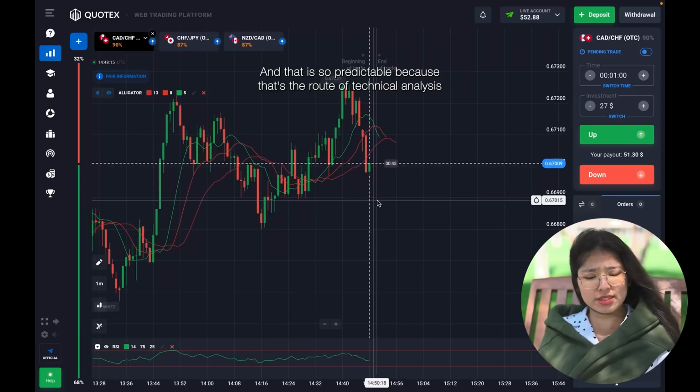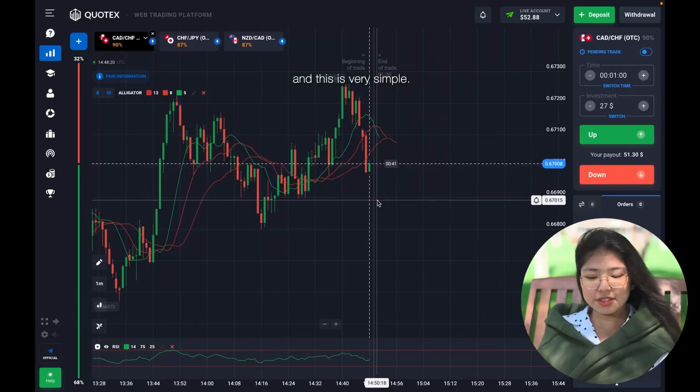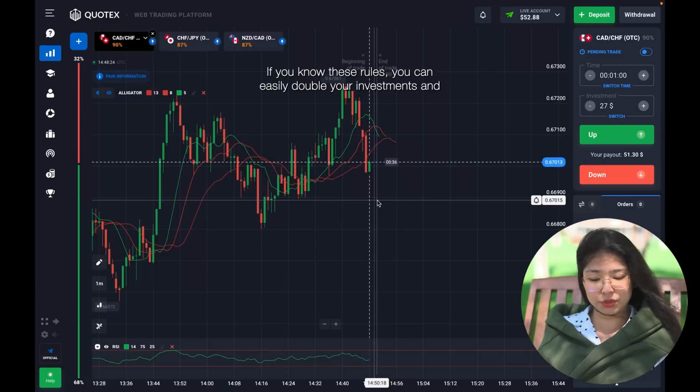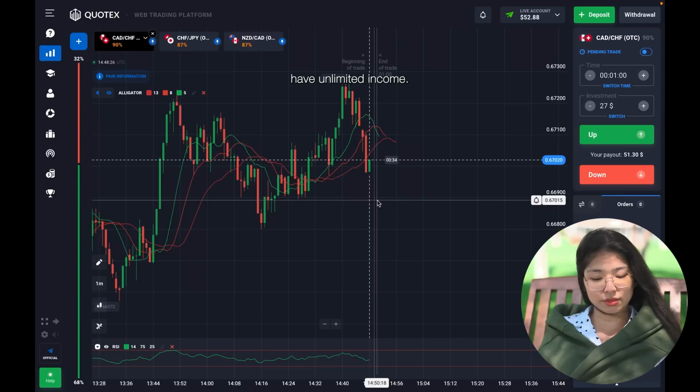And this is so predictable because that's the root of technical analysis. And this is very simple. If you know these rules, you can easily double your investments and have unlimited income.